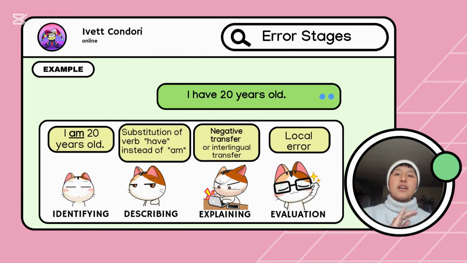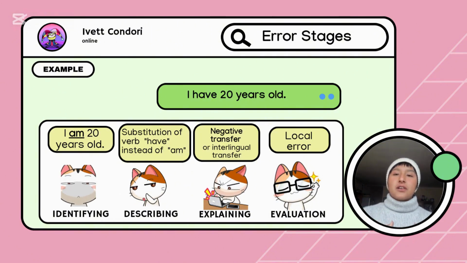Here we have, "I have 20 years old." This sentence is clearly wrong and has an error. So what do we do? First, we identify the error. It's "I am 20 years old." Now that we have identified it, we move on to the describing stage. In this, we can say that we have a substitution of the verb have instead of the verb to be, am.